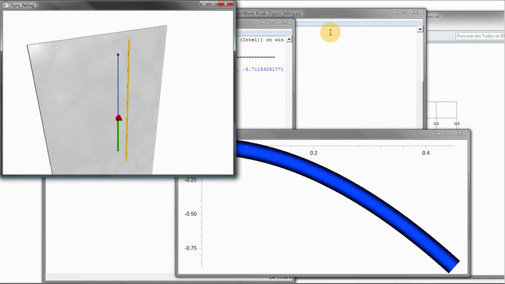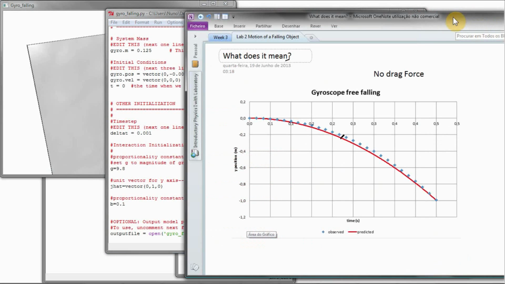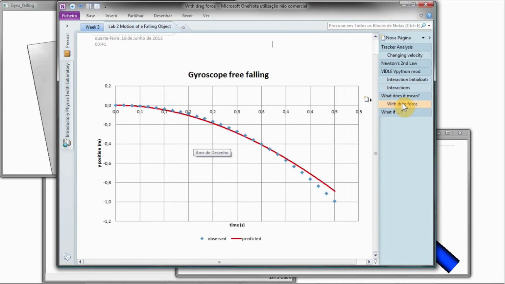Let's see in the spreadsheet what this means. With this drag force, here is the plot that we get. There seems to be a bit of adjustment at the beginning, but then there is a bigger discrepancy at the end.